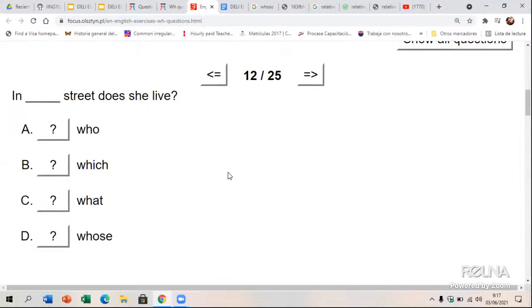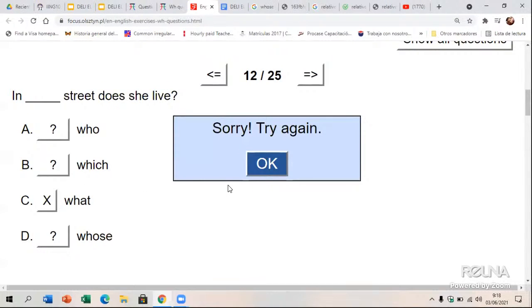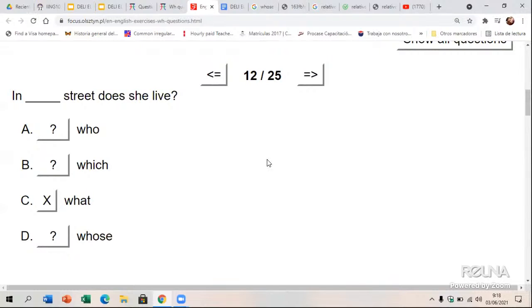In street does she live? In who, in which, in what, in whose? Jairo, in what? More answers, more options. Tomás, what? More ideas? Do you guys agree? In what street does she live? Oops. Puede ser which, dice, y justo la apuntaste, Constanza.